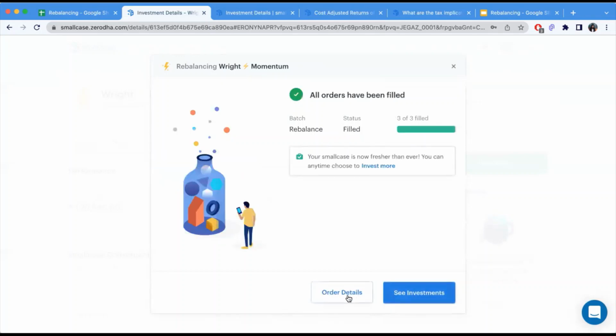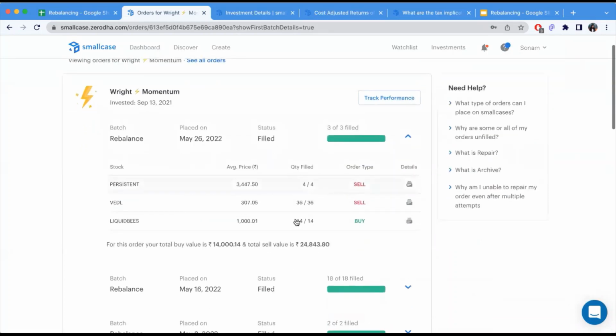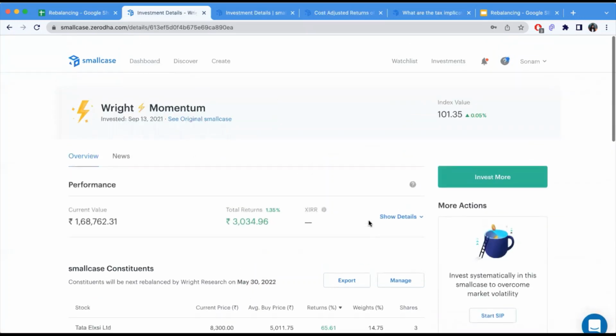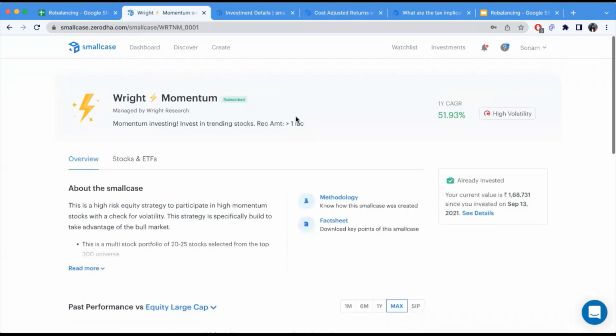I can click on the order details to see how these orders were taken, what the price is and all, or I can go and track the performance of this particular portfolio. Now, this portfolio was rebalanced on Monday, but I am making this change on a Thursday. So I have waited 3 days, and it has caused some sort of a difference. Obviously my portfolio is going to differ from the actual portfolio by a little bit.